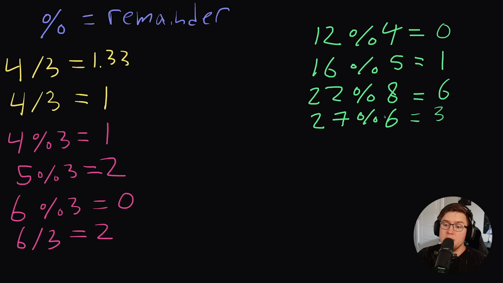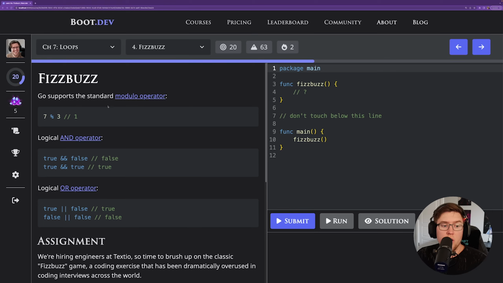So an important thing to note here is if you're trying to figure out if a number divides evenly into another number, then you can just check if, say, A mod B equals 0, right? If A mod B equals 0, then that means B divides into A an even number of times. So A is a multiple of B. So in Go, the modulo operator is just that percent sign, right? So 7 mod 3, this expression is going to evaluate to 1.